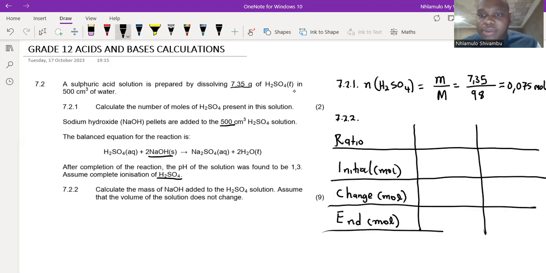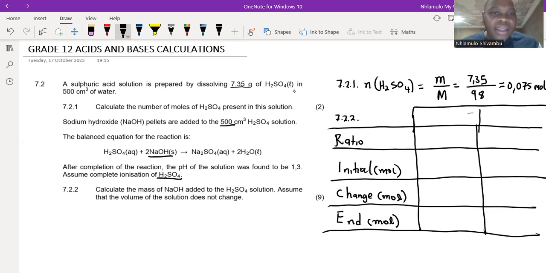This is our RICE table. The first column will be for H2SO4, that is the sulfuric acid, and the second column will be for NaOH, which is sodium hydroxide. Now we need to fill in the ratio. The ratio, therefore, for sulfuric acid is 1, for NaOH is 2. And then let us check from what we're given here.